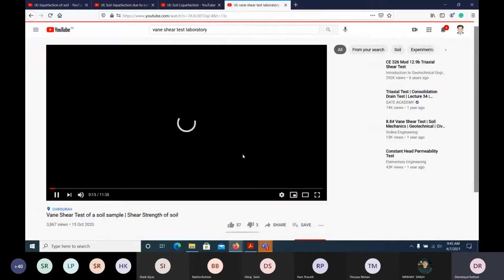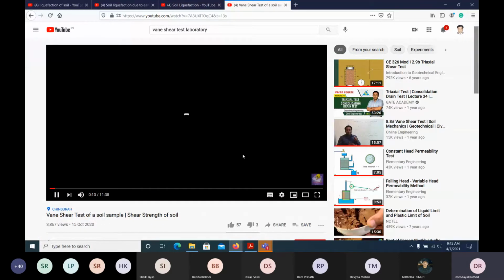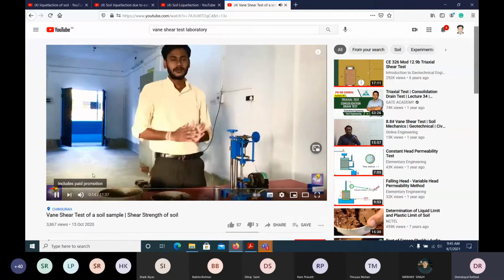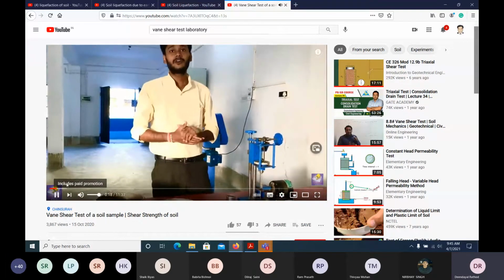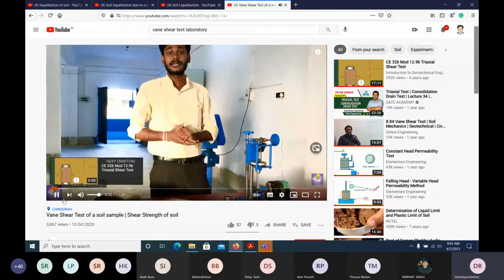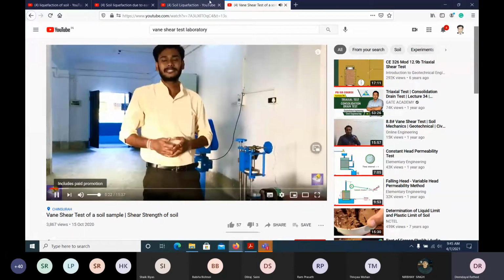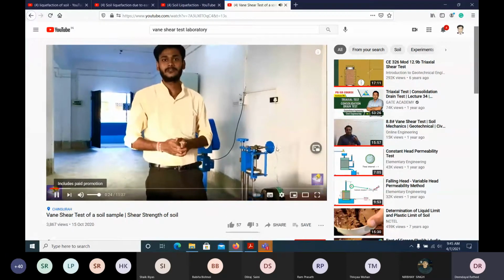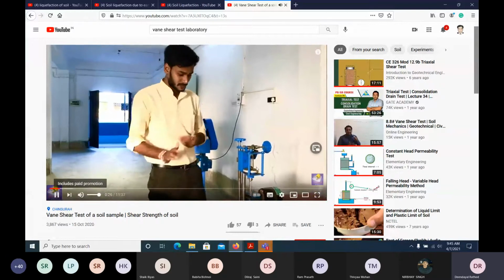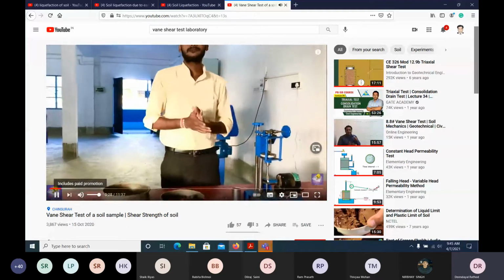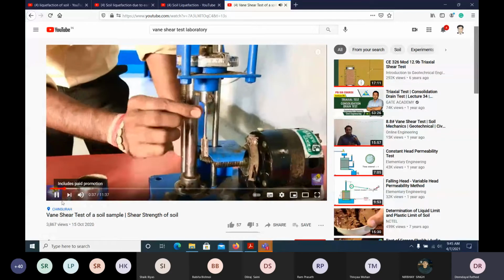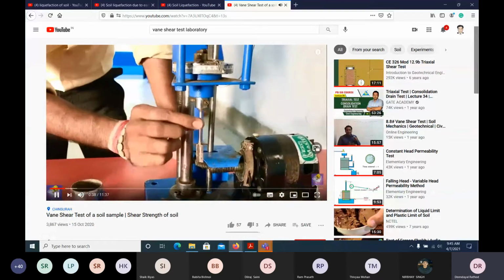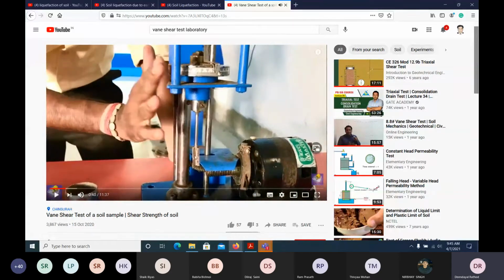Let us check this one, okay? So we have determined the shear strength of a fine clay, to which we apply the vane shear test. So this is the apparatus, okay? Here this is the vane for the vane shear test, this is the vane of this vane shear instrument. So this is the vane, okay?